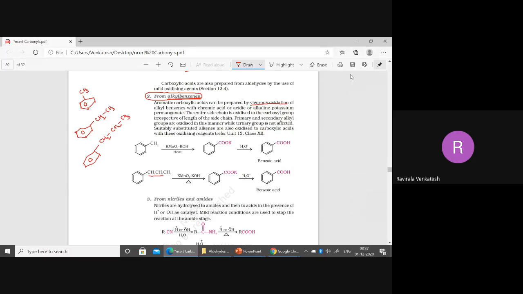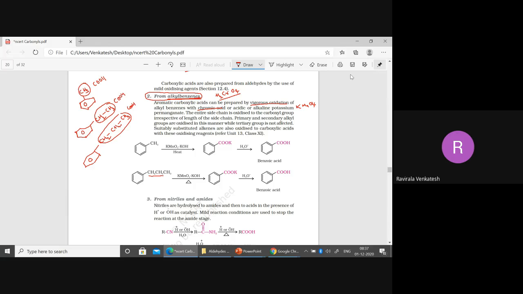Chromic acid means we can write it like this: H2CrO4. This is called chromic acid. Or acidic or alkaline potassium permanganate, which means nothing but KMnO4. You can take it. Now what happens here? This will convert into carboxylic acid. Even if you take 2 carbons or 3 carbons, all will convert into 1 carboxylic acid only.